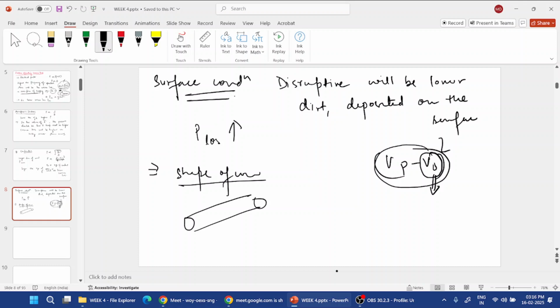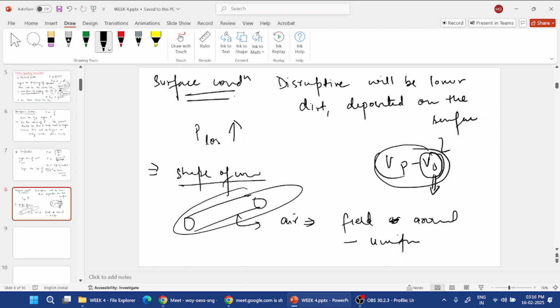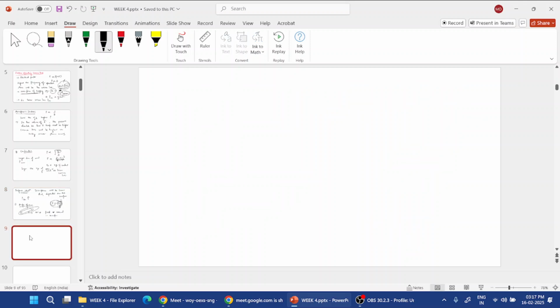So for steep, the corona losses will be higher, but for the uniform cylindrical conductor, the field across the conductor is uniform. So that's why the corona losses in the cylindrical conductors are very much lower. Okay, so we will solve some questions. Before that, I want to derive an expression for the critical disruptive voltage.